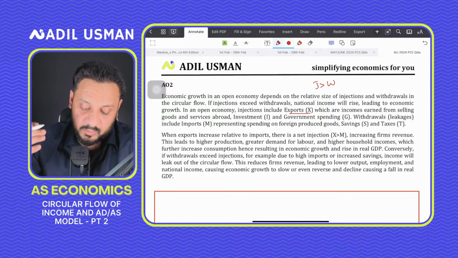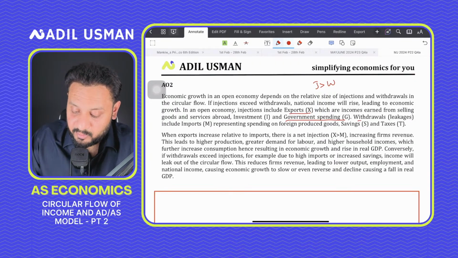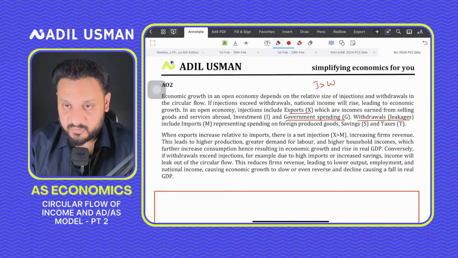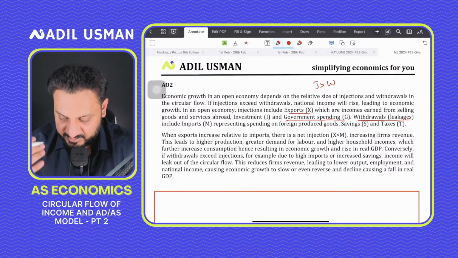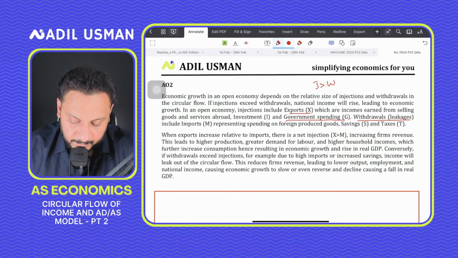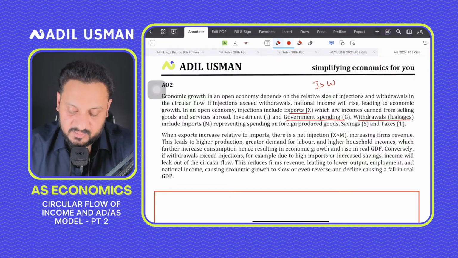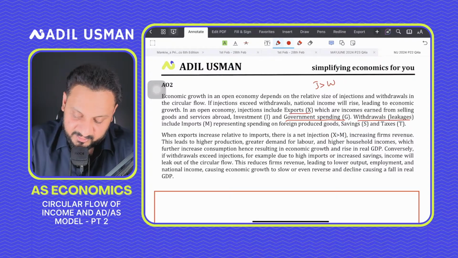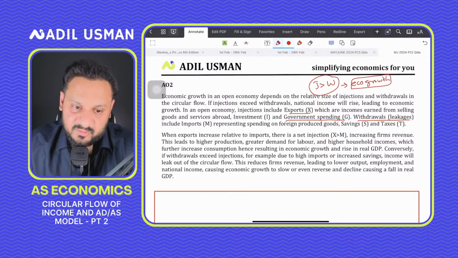You also have investment spending and government spending as injections. Withdrawals are leakages from the flow, which reduce your real GDP and national income, and depress AD. They include your imports, your savings, and taxes. So these are your withdrawals. If injections are more than withdrawals, then you will have economic growth. This is a fact, that if injections are more than withdrawals, you will have economic growth in an open economy, right?